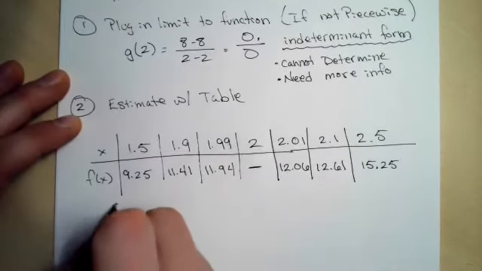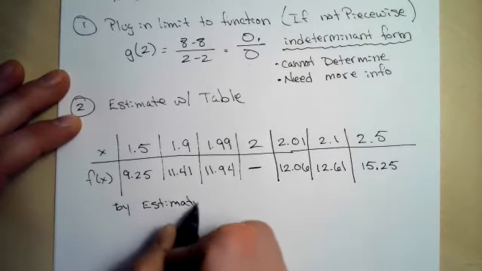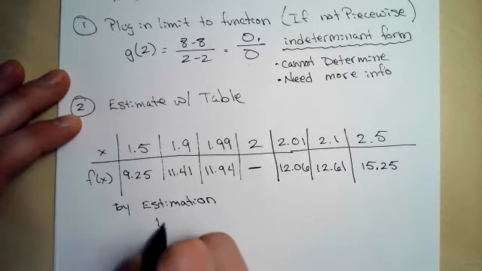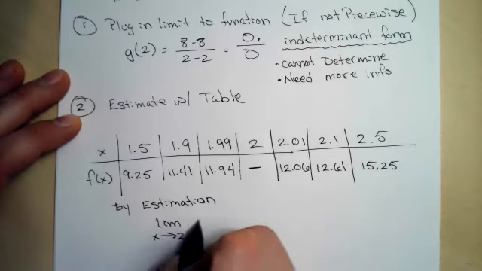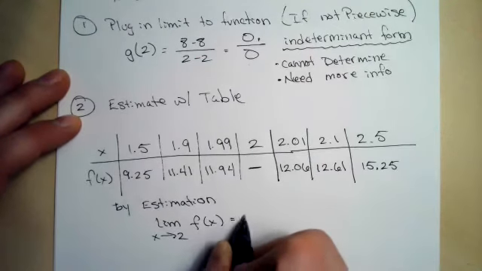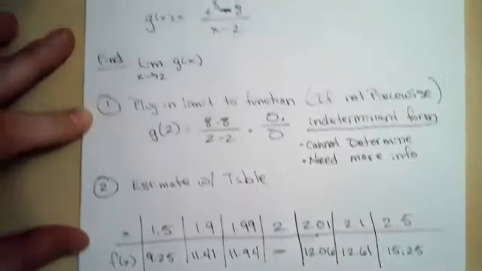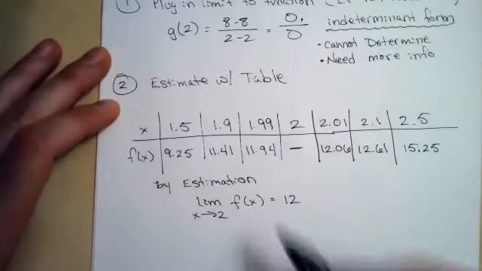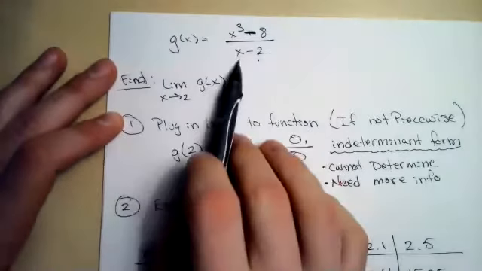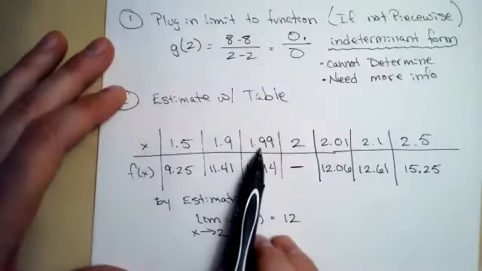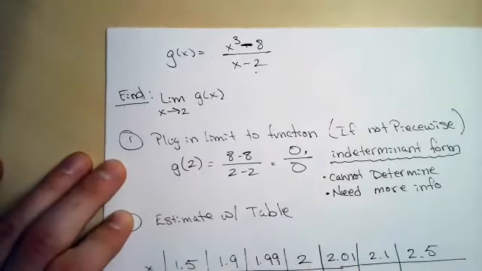So by estimation, the limit as x approaches 2 of f of x is 12. And again, sorry, I wrote the wrong letter, of g of x, excuse me. And this was our function. So again, check that on your own if you want. Plug in those values into this function and see if they match up.